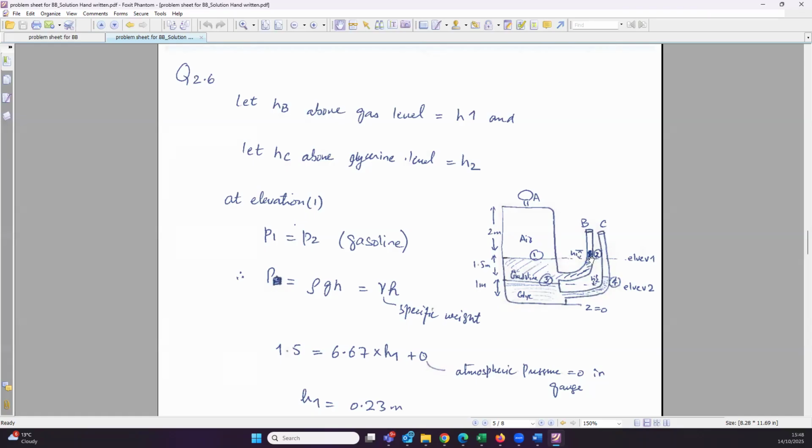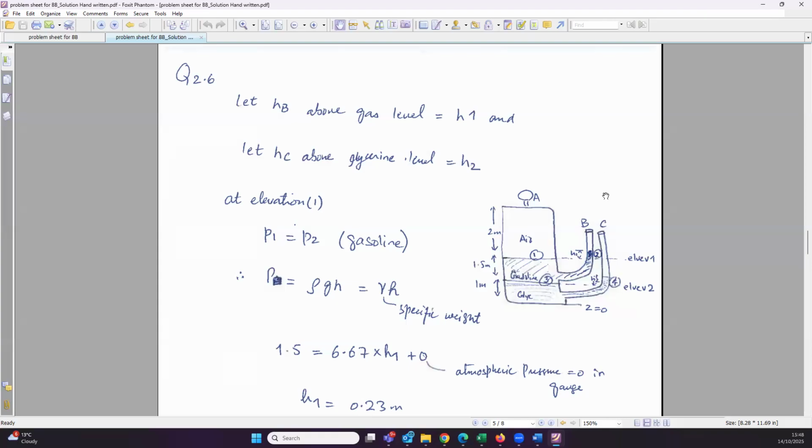And again, as I said, we can do that because it is connected by the same fluid, that is gasoline. We know the pressure at point 1 is 1.5 because only air is acting on it. Now forget about this section. Just look at this point, point 2, thinking from this side only. So what is the pressure at point 2?